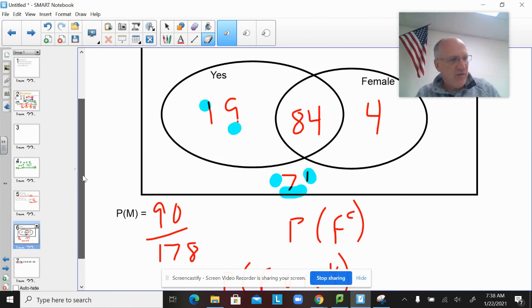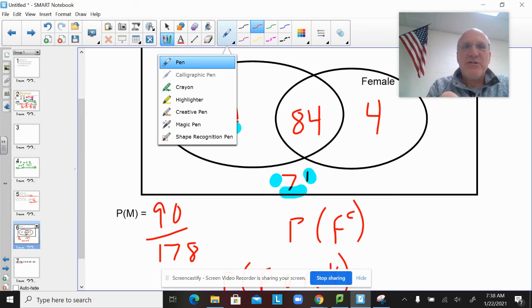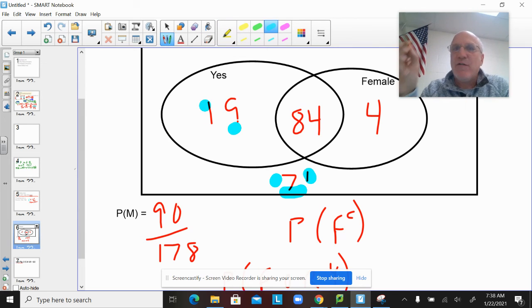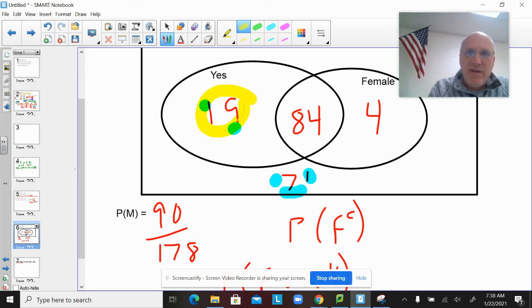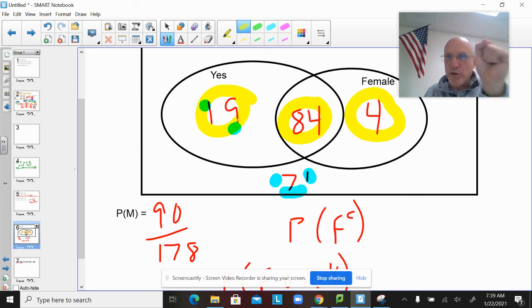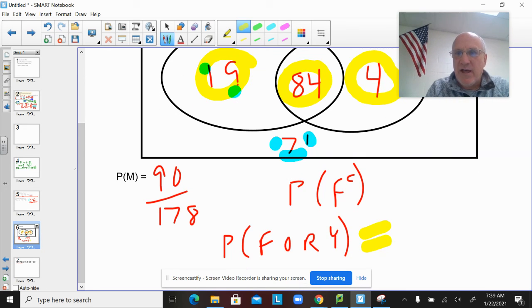Now remember, don't let the formula confuse you. Female or yes means any numbers anywhere in either female or yes, which is in fact that number and that number and that number. You add those together, that's where you get that 107, which we got earlier. So in the Venn diagram, if I had to find the probability of female or yes, I would just add up those three, which is 107. And my answer is 107 over 178.